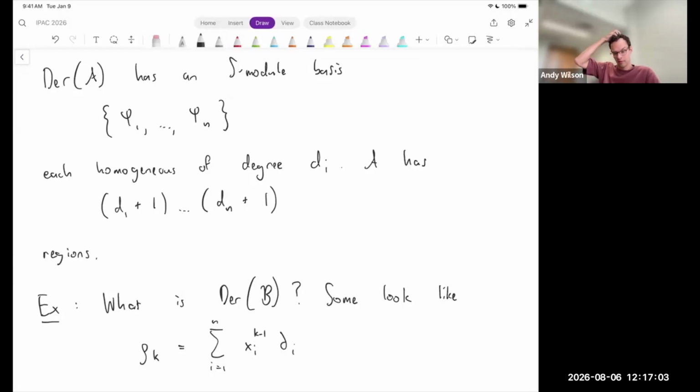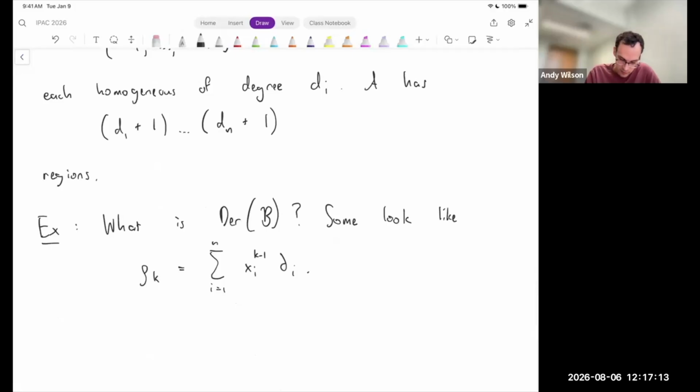Except instead of the theta i's from earlier, I've got these partial derivative operators. And why is this a valid derivation? Well, let's check that if we apply it to any linear functional, we get something which is divisible by that linear functional.